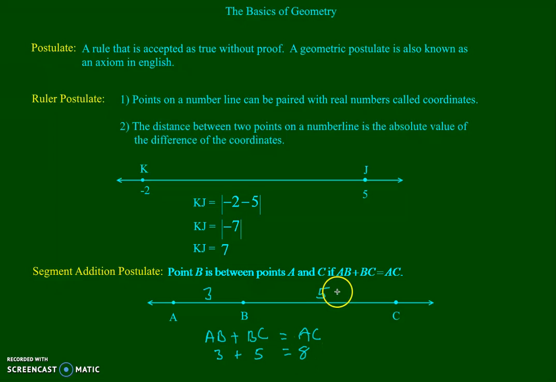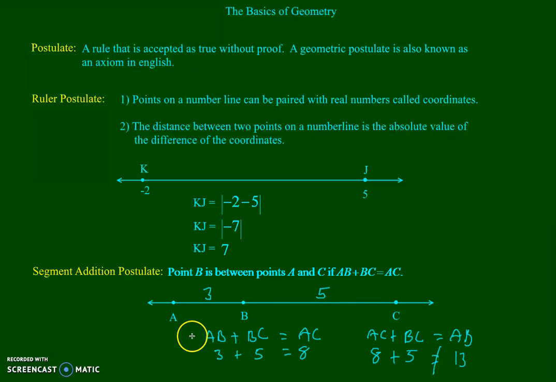Now, if I tried to convince you that point C was between A and B, then that would mean that AC plus BC would have to equal AB. Well, you can clearly see that since AC is 8 and BC is 5, AB is definitely not going to be 13. So, at least not in this universe anyway, 13 cannot equal 3.